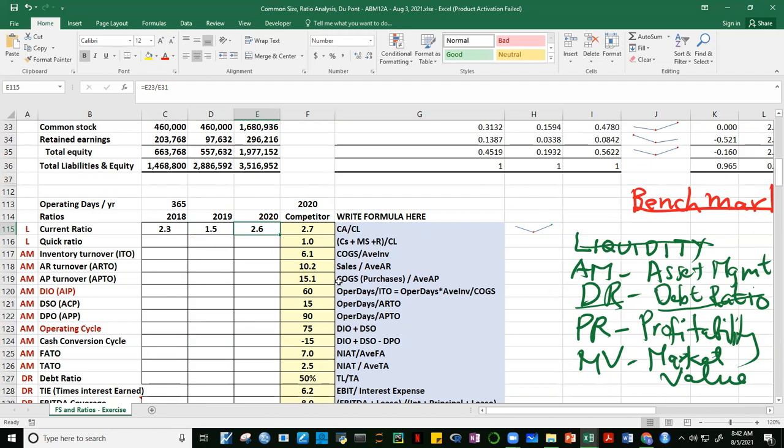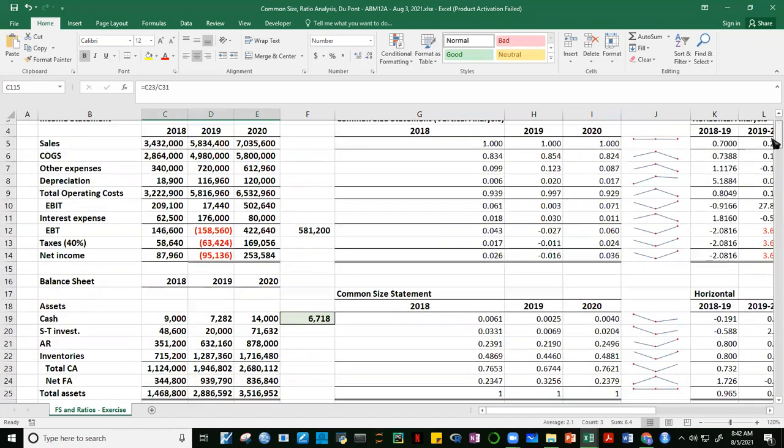No? Okay, however, guys, benchmarking against a competitor, talo tayo ng competitor. 2.7 si competitor, tas tayo 2.6 lang. Okay, so across time, guys, the lowest performance was in 2019. And then naka-recover ng 2020, tumaas siya. Okay. But sabi ko kanina guys, hindi enough tong current ratio. Kasi kung titingnan natin tong assets, no? Let's take a look at 2018.